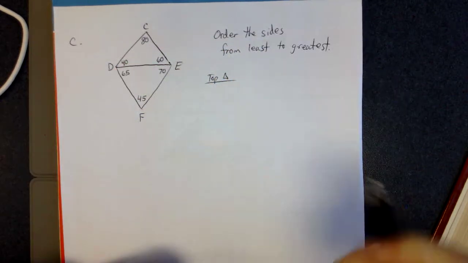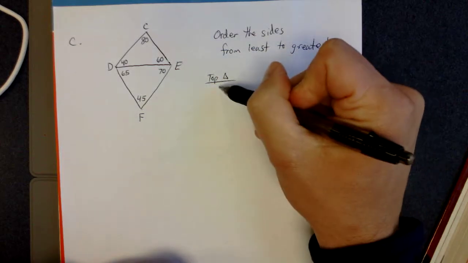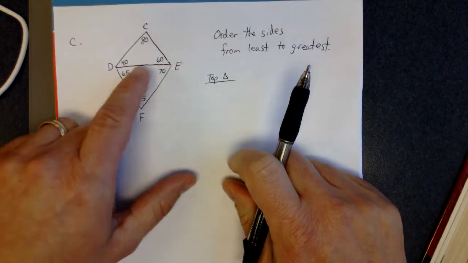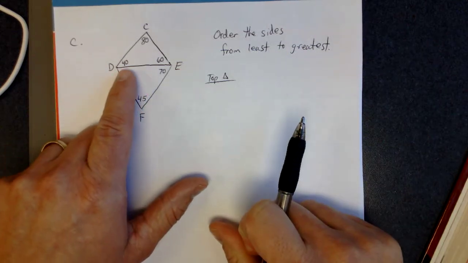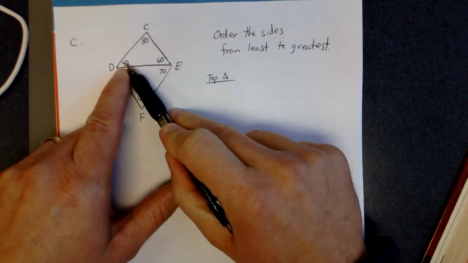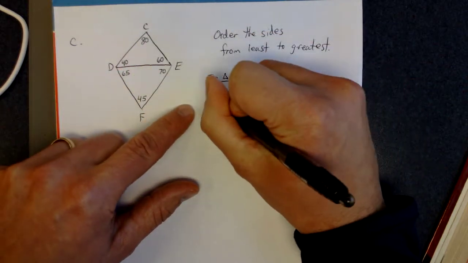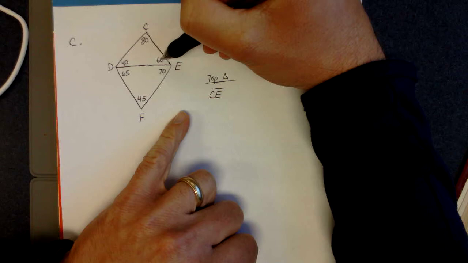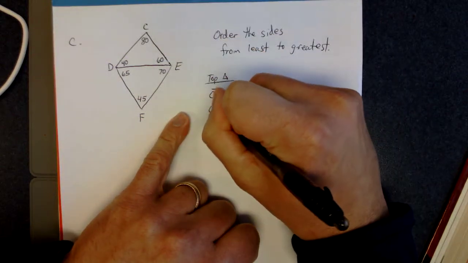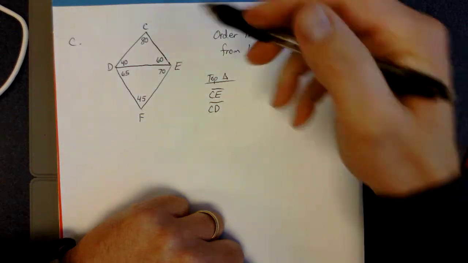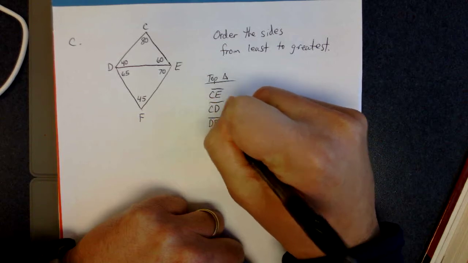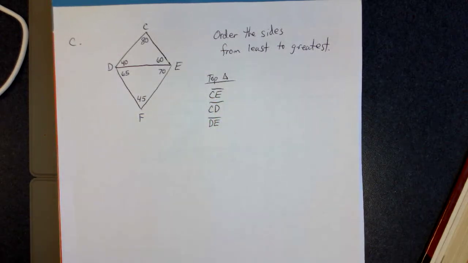And on that top triangle, I'm going to put them in order. We want to go from least to greatest, so I'm going to put the shortest side on the top triangle down to the biggest side. The shortest side is going to be across from the smallest angle. 40 is your smallest angle, so the shortest side is going to be CE. And then we'll work our way up. 60 is the next biggest angle. Across from that, you have CD. And 80 is the biggest angle. So across from that, you have DE. That's going to be the longest side. There's the sides of that top triangle put in order from least to greatest.